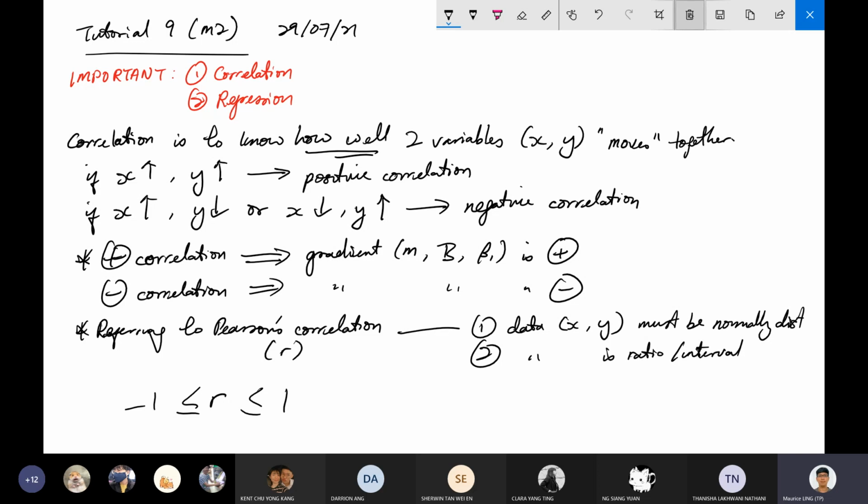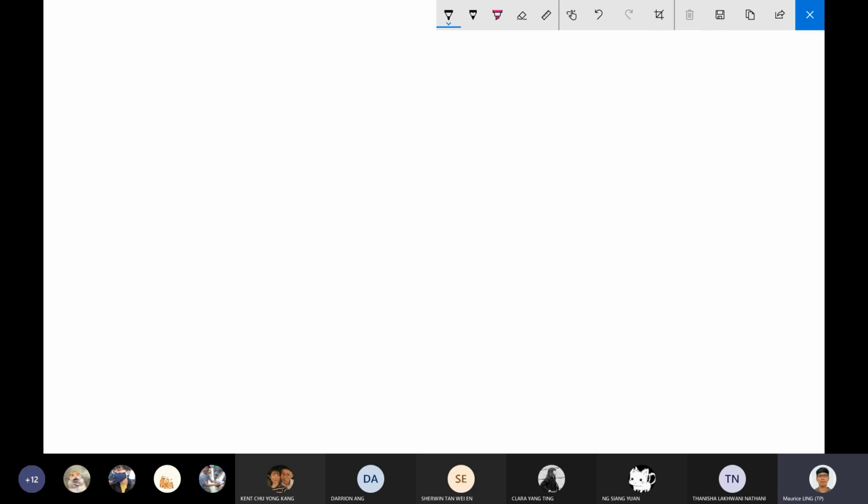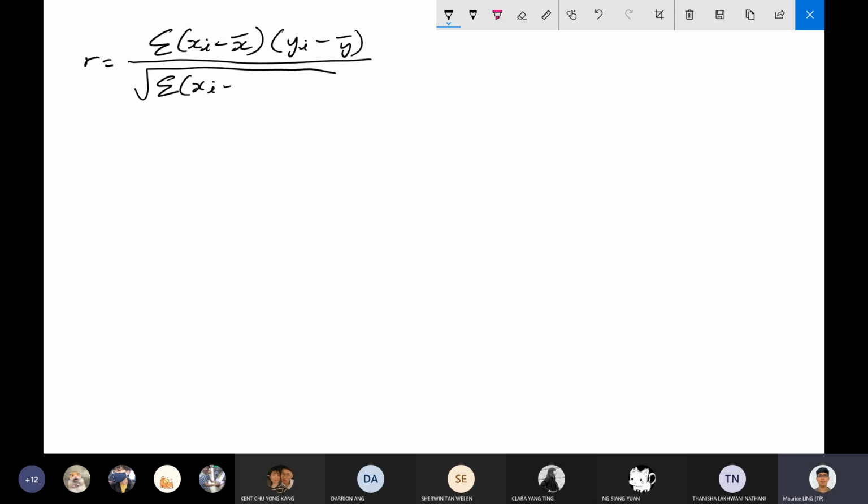Okay. Then the next part is the equation for Pearson's correlation. R is given by a formula: your x value minus the mean of x, and y minus the mean of y, summed, over the square roots of the sums of squares for x and y. So that is Pearson's correlation in the first place.